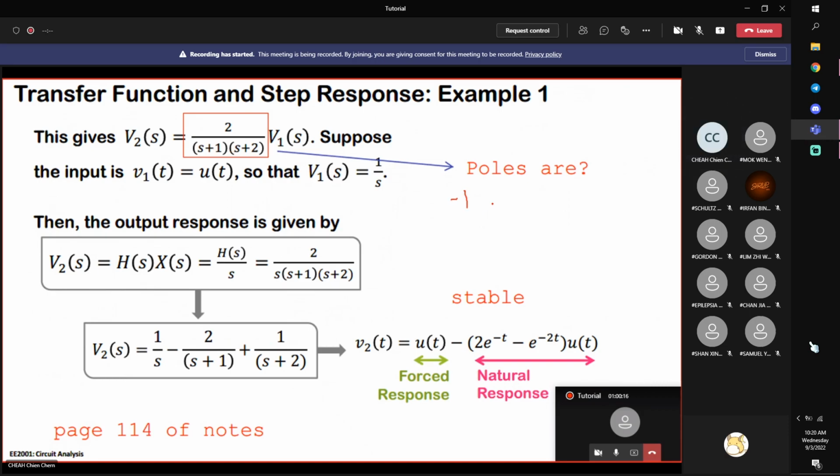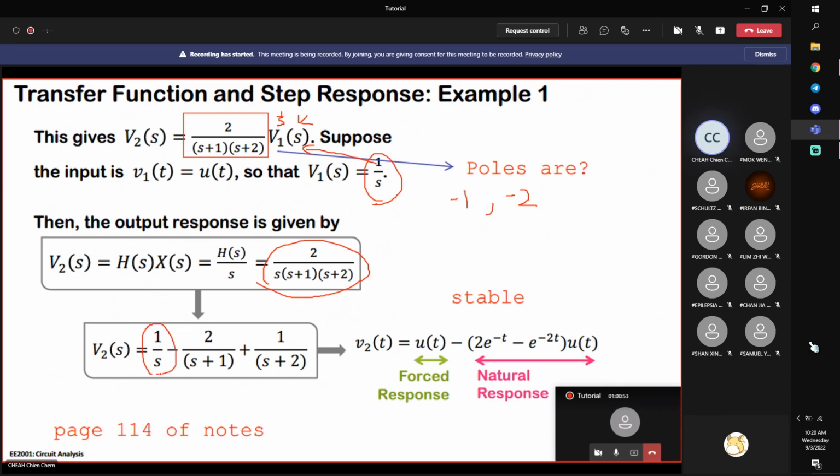Negative 1, negative 2. Suppose that you have an input. Transfer function is output over input, multiplied by input gives you output. For example, if your input is 1 over s, then put it in here and you get this one. This multiplied by 1 over s gives you the output. So this is my output. To get the time response, you expand it out using partial fractions and then take the inverse Laplace transformation.